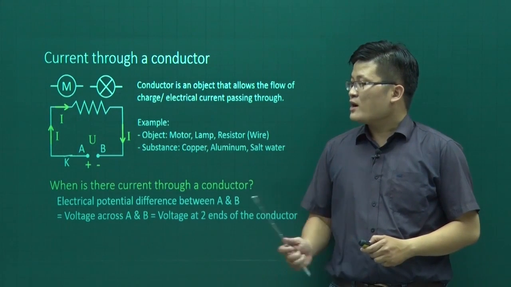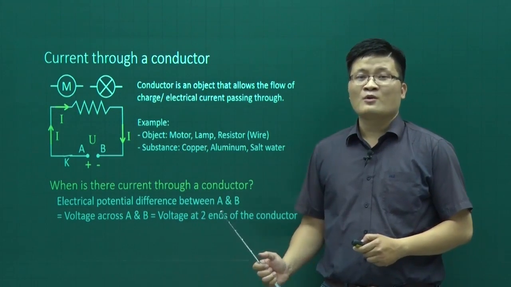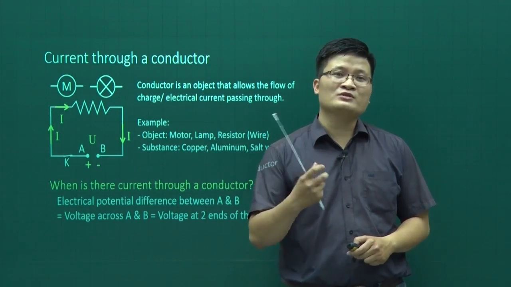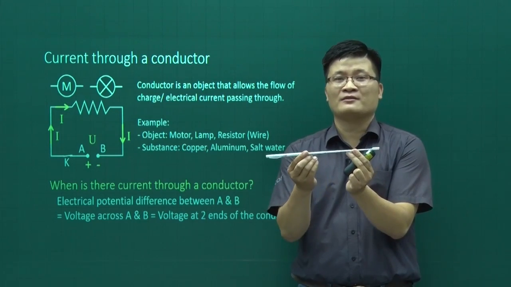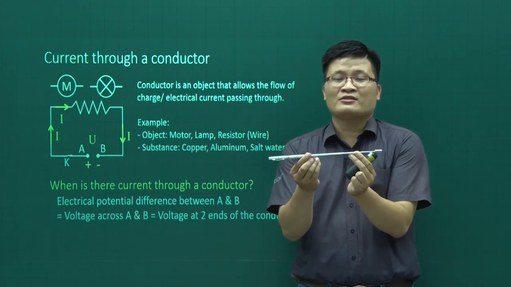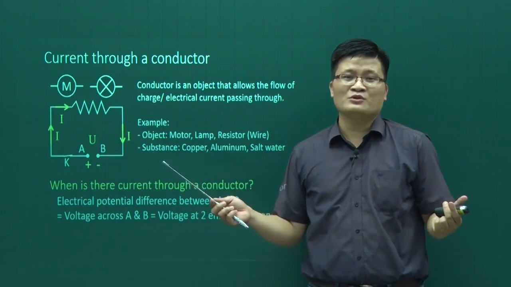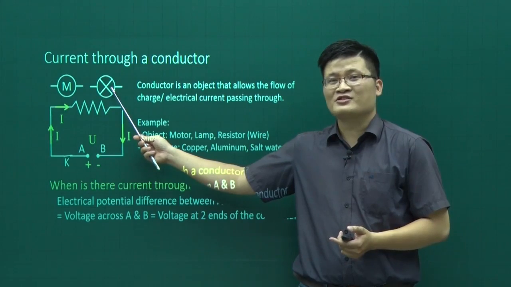But the question is, when does current go through a conductor? What is the condition to have current going through the conductor? The conductor alone might not have electric current through it. Like we have a lamp, but we do not have an electrical source.